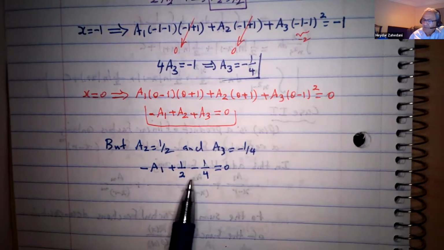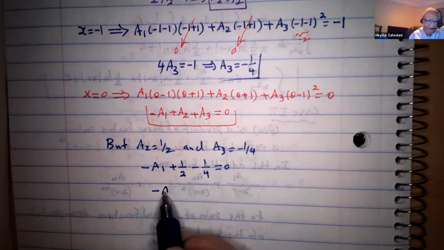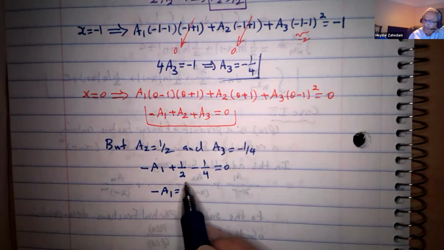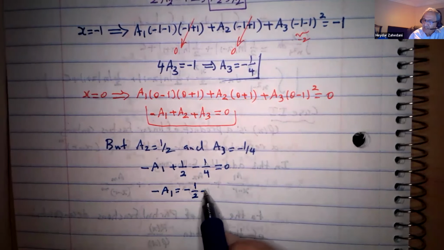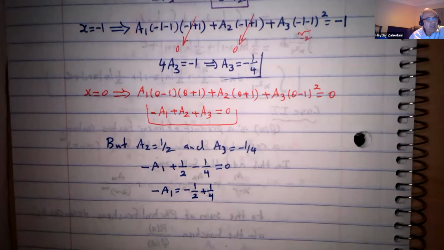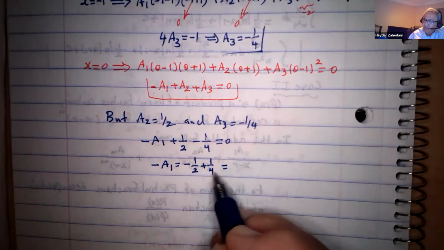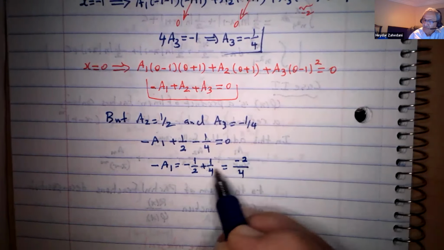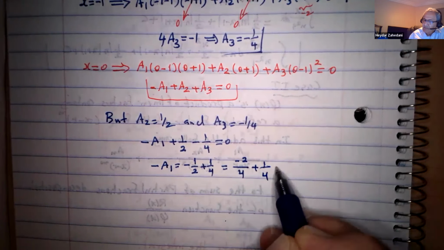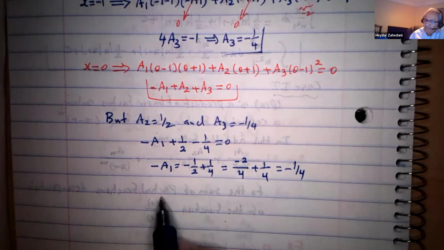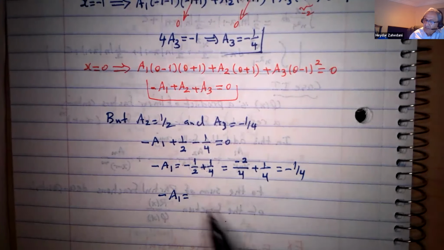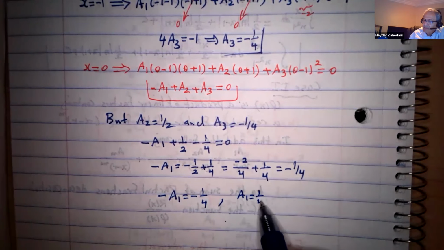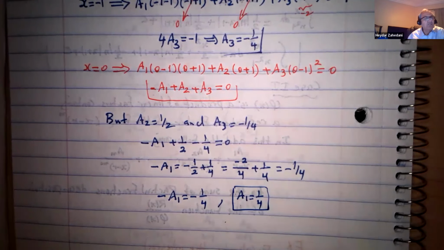So what we can do, we can move it to the other side. It's going to be -a1 equal to negative half plus a quarter. And you can simplify it. Common denominator would be 4, so this is negative 2/4 plus 1/4. So that gives me negative quarter. So negative a1 is equal to negative quarter. So a1 would be a quarter. Now you have all the coefficients.